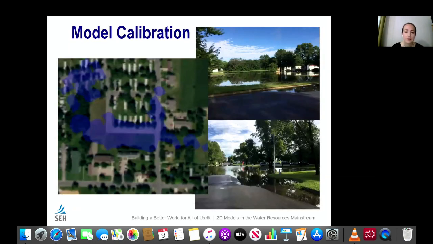And if we take a closer look at one of those areas, if you're standing here and you're looking straight north, you'd see a lot of water in the street. And that's exactly where this photo was taken, standing here looking straight north. Standing in that same position but looking to the northwest, you'd see water kind of wrapping around the south side of these homes and filling this green space. And that's exactly what was observed and documented in this photo.